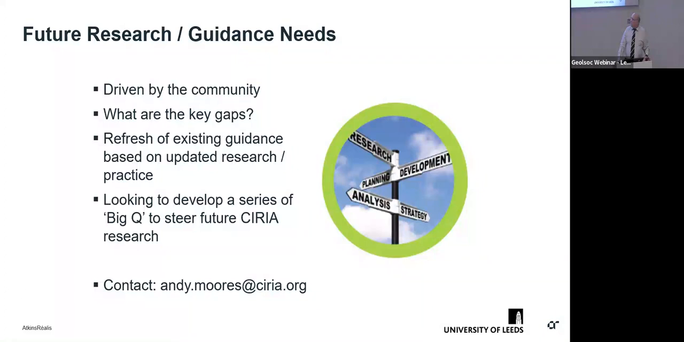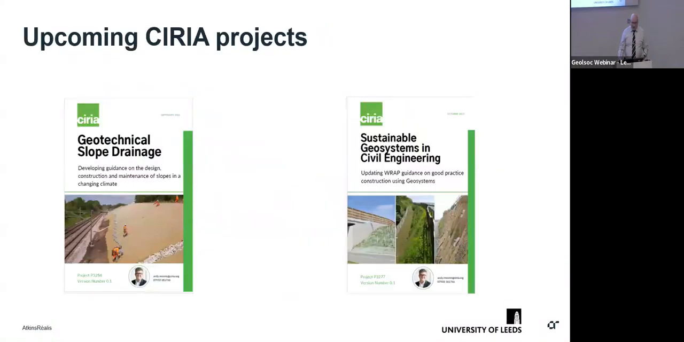Now, we're going to be talking about the Natural Slopes Guide tonight. That is only one of a suite of guides which are relevant to this topic. So for example, if we look at geotechnical slope drainage, it's related to development of instability, and of course, sustainable geosystems in civil engineering as a management tool, again relevant to some of what we're talking about tonight.